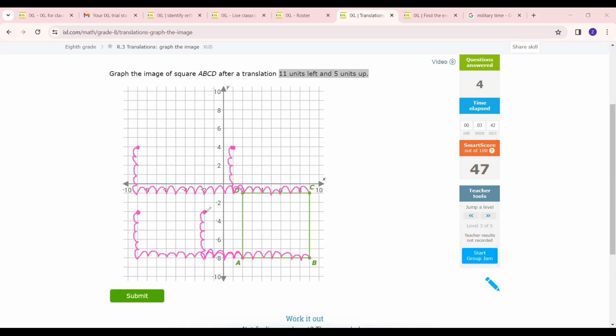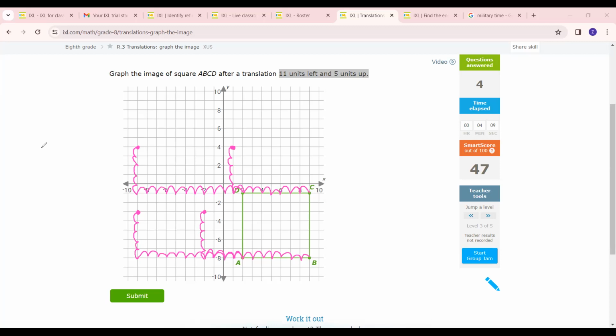All right. Why is this off? 11 units to that, 5 units up. Okay. 1, 2, 3, 4, 5, 6, 7, 8, 9, 10, 11. Say it again. The C you only went across 8 times. You messed up on the C. Oh, the C. Okay, so I didn't go over. So I'm supposed to go 1, 2, 3, 4, 5.